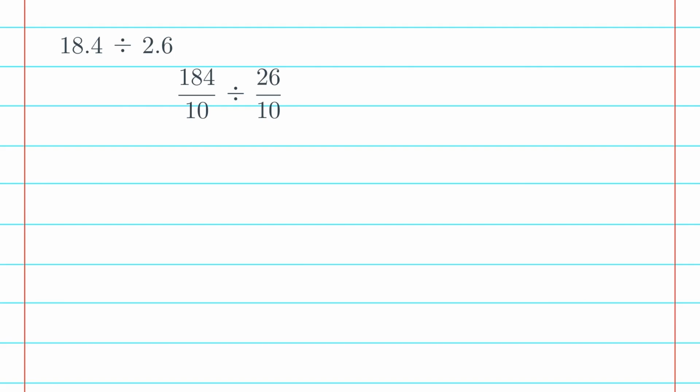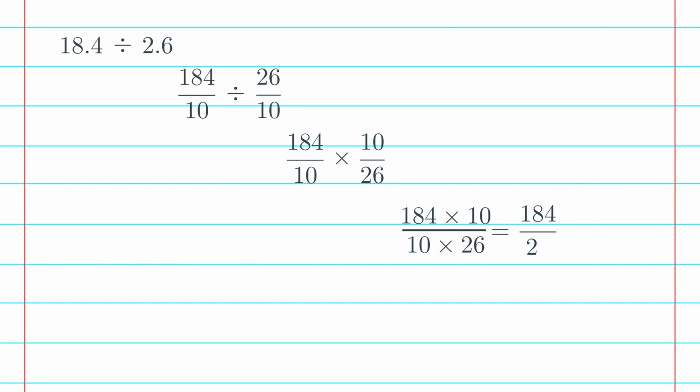Recall that dividing fraction is the same as multiplying the first fraction by the reciprocal of the second fraction. Grouping the numerators and denominators together, we have 184 times 10 over 10 times 26. Now 10 and 10 cancel out because of the properties of fraction and multiplication. Fractions can be simplified by cancelling out common factors in the numerator and the denominator. So after cancelling, we are left with 184 over 26.